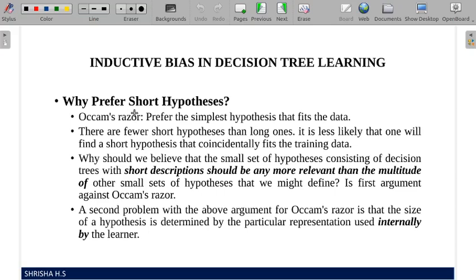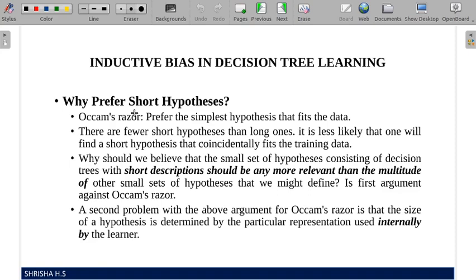So we have a for argument. Next, let's see the second argument, for or against. There are fewer short hypotheses than longer ones, so it is less likely that one will find a shorter hypothesis that coincidentally fits the training data. This argument says, fine, a shorter hypothesis is the best one, but in the set of possible hypotheses, we have a larger number of longer or complicated hypotheses and fewer simple hypotheses. So what is the guarantee that you will land up in a simple hypothesis? What is the guarantee?